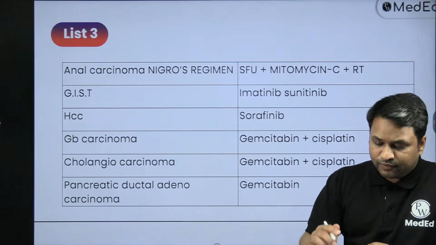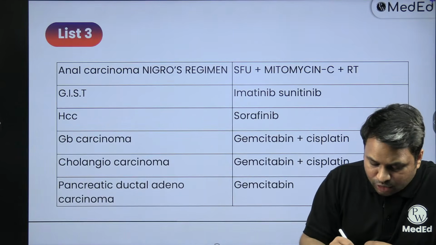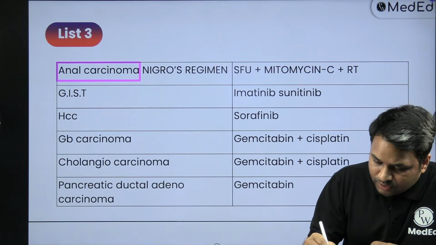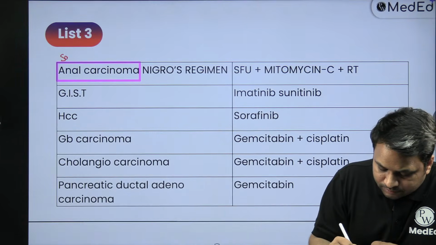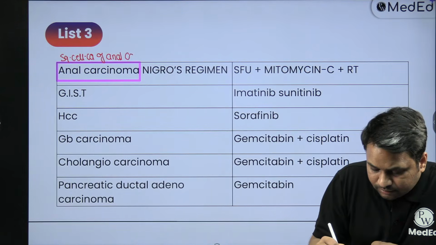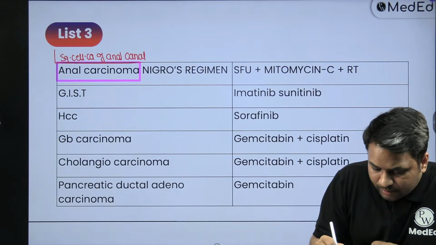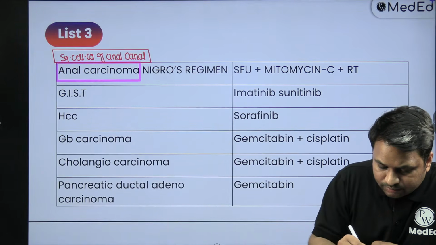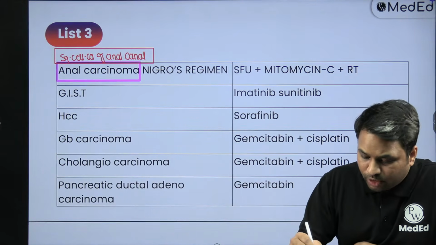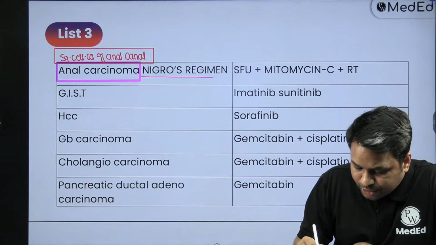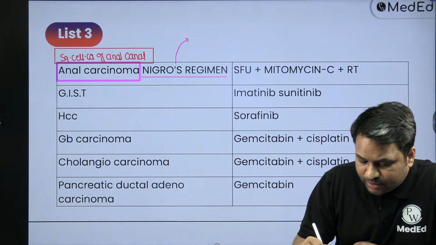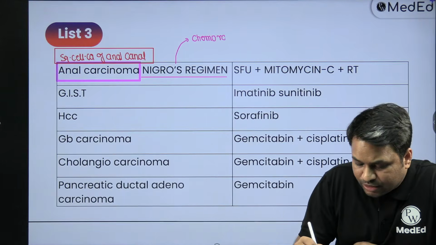The continuation in terms of your chemo regimes. For anal carcinoma, we follow the Nigro regime, and this is for squamous cell cancer of the anal canal. Right. Now, what do we give? We give something called the Nigro regime. So, the Nigro regime is actually your chemo radiation.